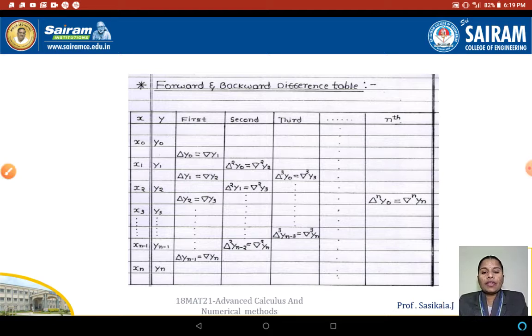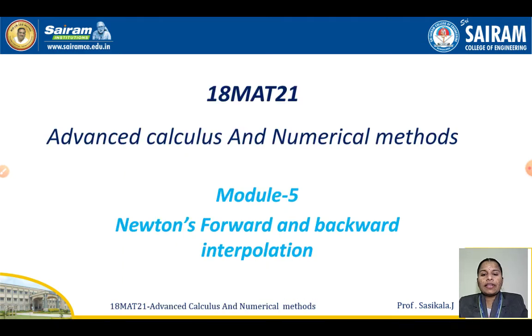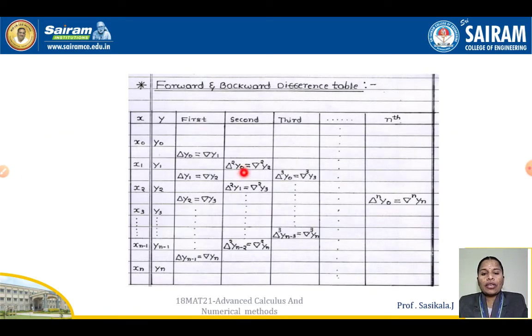The second difference is nothing but del squared. Del squared y0 is equal to del y1 minus del y0. That is for your del squared y0. I am explaining the left side, which is the forward differences. After completing the forward, we will see the backward later.